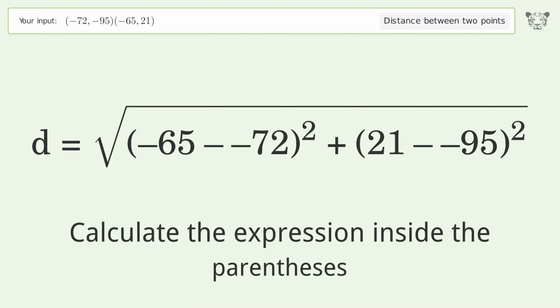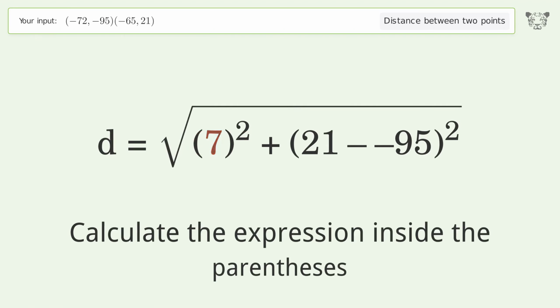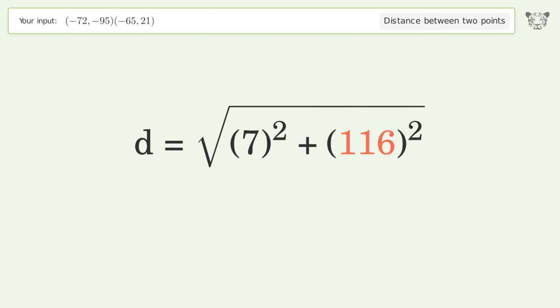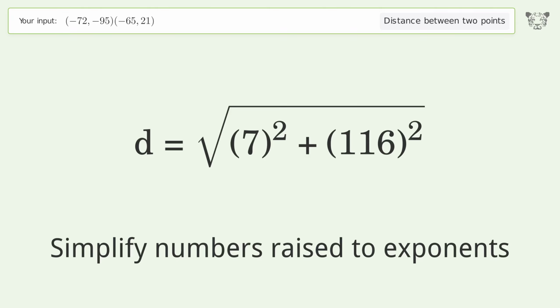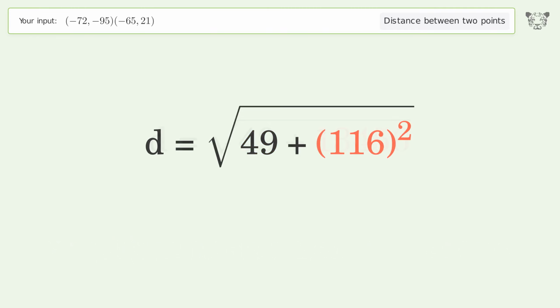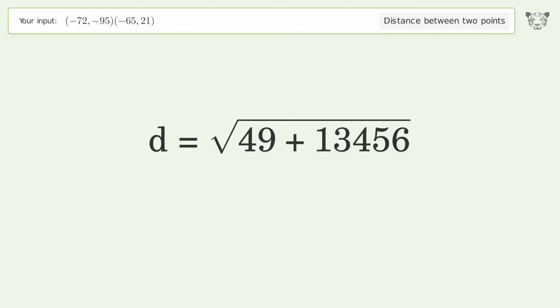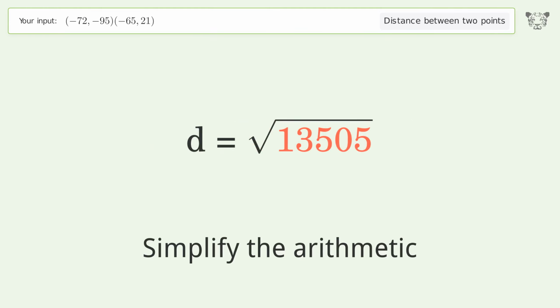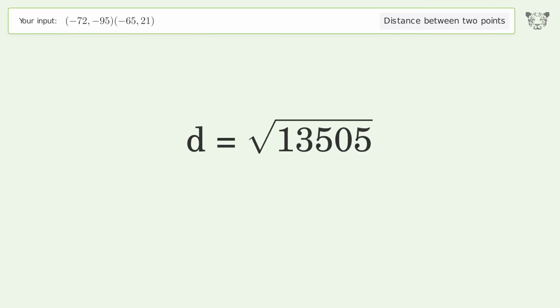Calculate the expression inside the parentheses. Simplify numbers raised to exponents. Simplify the arithmetic. And so the distance between the 2 points is the square root of 13,505, or 116.211.